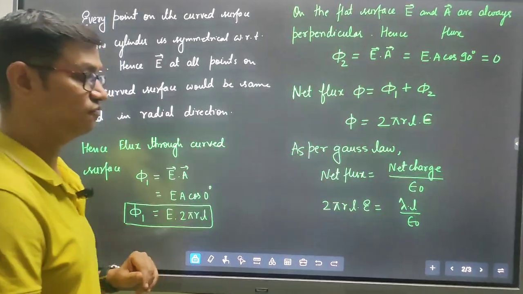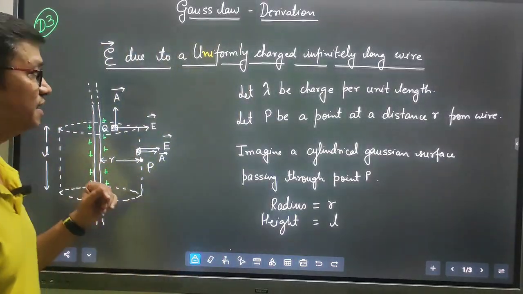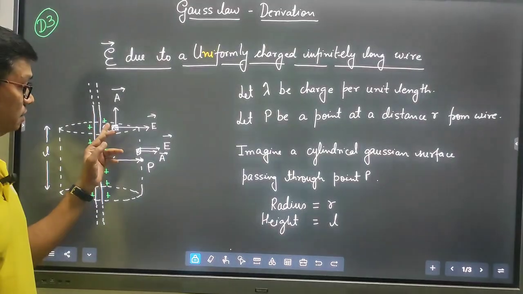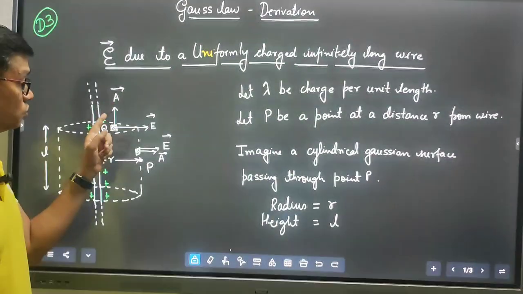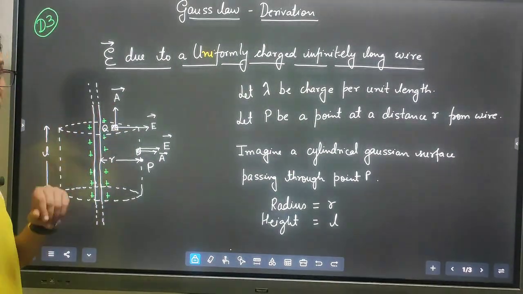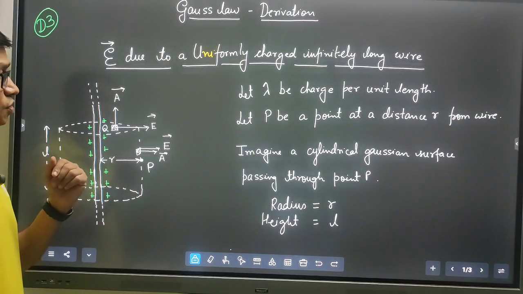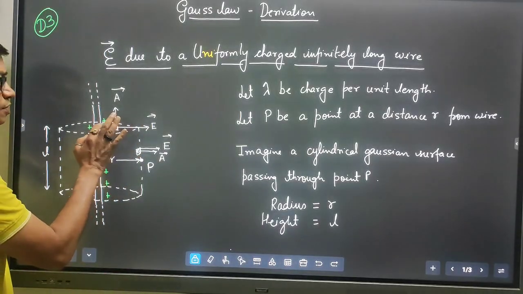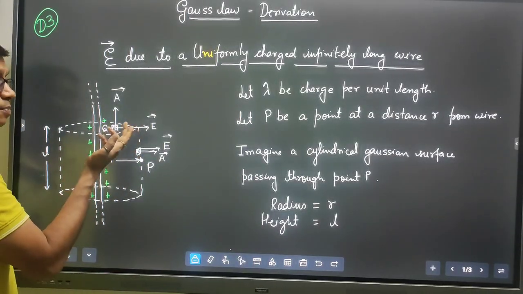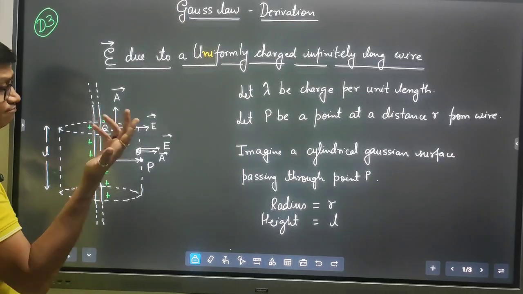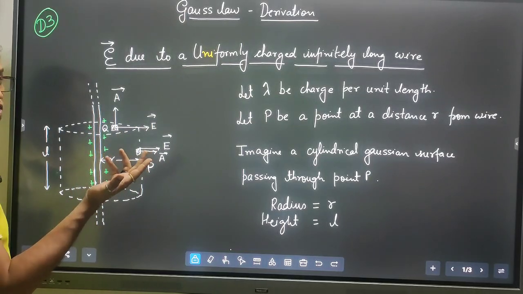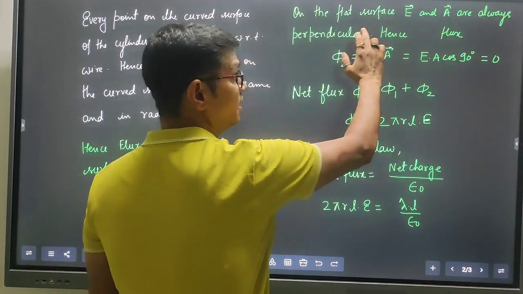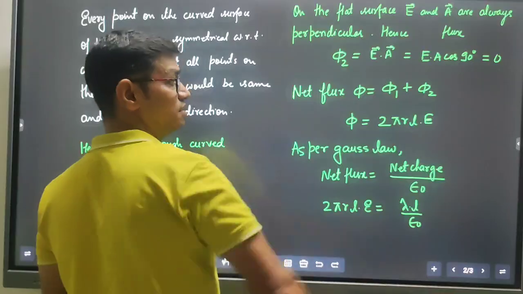Let's come to the flat surface now. On a flat surface, you can see the electric field would be like this, radially outwards, but the area vector is like this. So now this angle everywhere on the flat surface would be 90 degrees. Maybe E is different from this point to this point, but we are not bothered. Whatever the value would be, the area vector would be perpendicular to E, hence the net flux would be 0. On the flat surface, E and A are always perpendicular, hence the flux is 0.